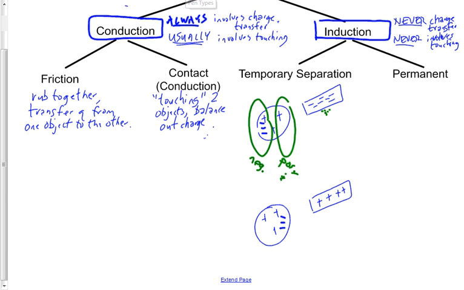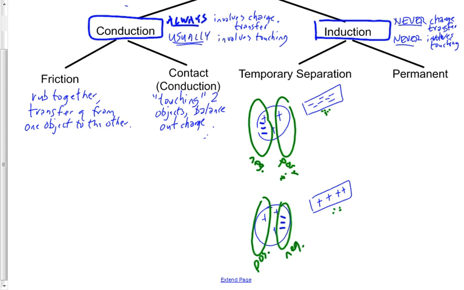Once again, we've got a separation of charge. Positive this time on the left side, negative on the right side. It's temporary because if I take this away, the electrons go back to the way they were. Again, positive attracts neutral. Why? Because the side that's closest to the positive is negative.